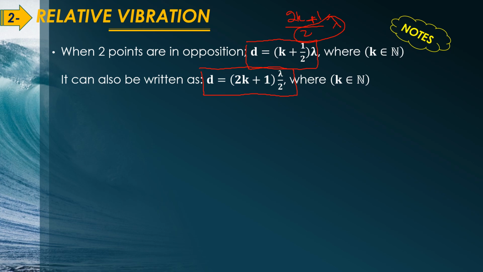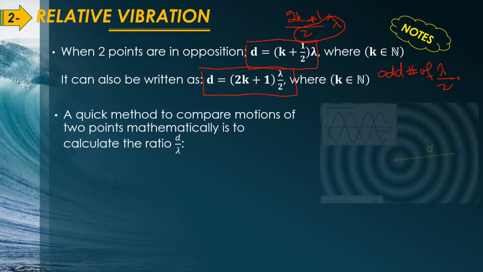Two points vibrate in opposition if the distance between them is 2k plus 1 times lambda over 2, or an odd number of lambda over 2. It's not wrong. However, I do not support this method. I prefer to compare to lambda always.